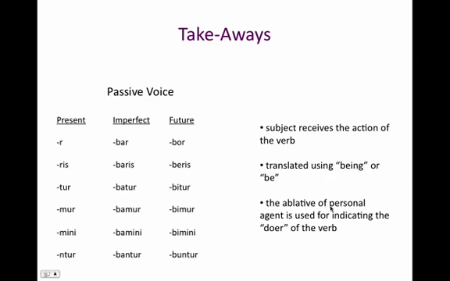And remember, the ablative of personal agent uses a or ab plus a person, possibly an animal. Don't get it confused with the ablative of means or instrument.